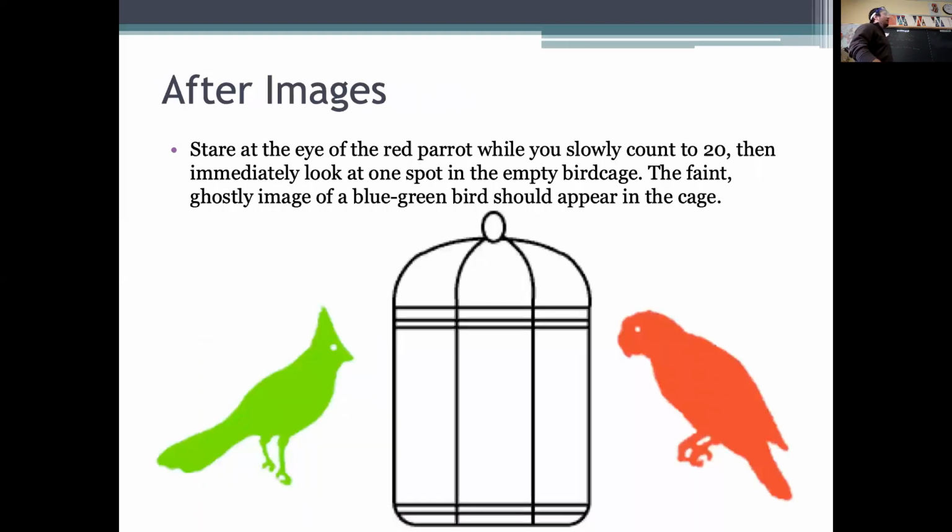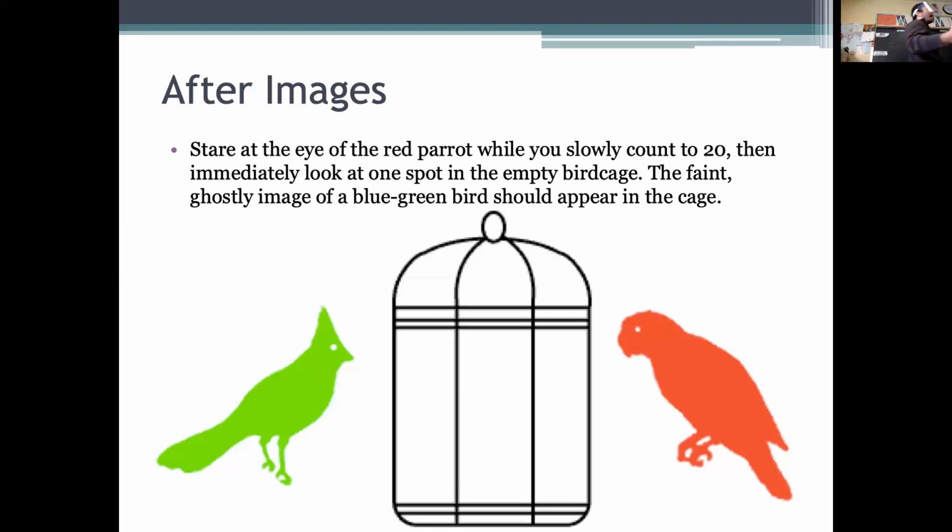All right, so afterimages. I'm sure you've maybe encountered this before, but this is just a simulation to show what afterimages are. Stare at the eye of the red parrot while you slowly count to 20. Then immediately look at the one spot in the empty bird cage. The faint ghostly image of a blue-green bird should appear in the cage. I'll give you a little bit of time to do that. I always understood that the more you blink, the more you'll be able to see that bluish bird in the bird cage. Anybody see it? Yeah, okay.